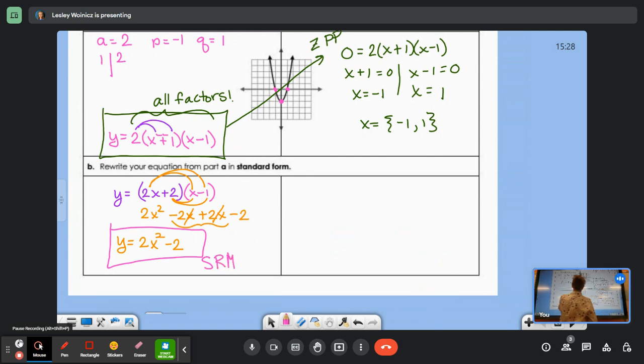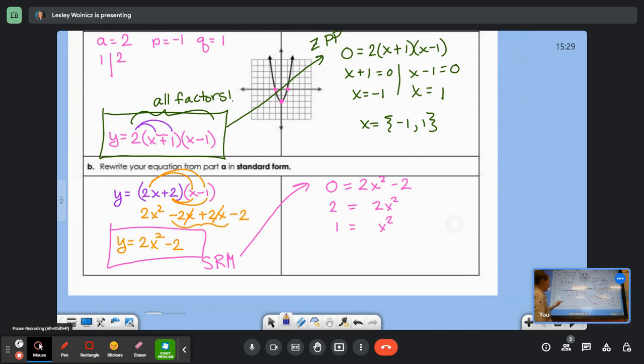Okay, so I'm going to make my y 0. I'm going to say that is equal to 2x squared minus 2. I'm going to add my 2 to both sides. Get 2 equals 2x squared. Divide both sides by 2. I get 1 equals x squared.